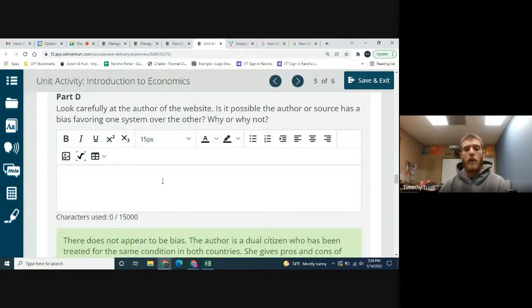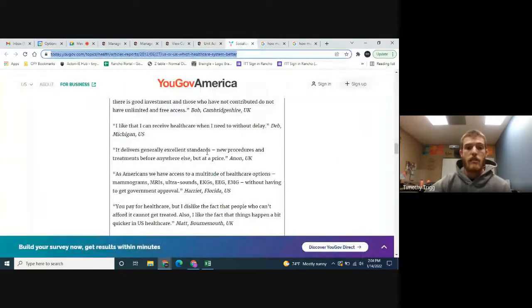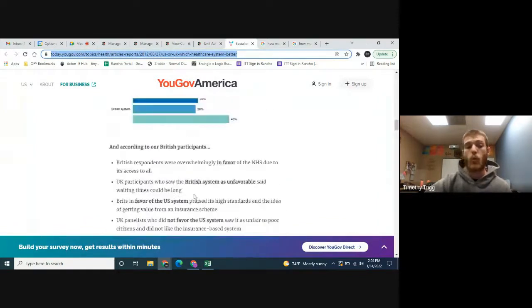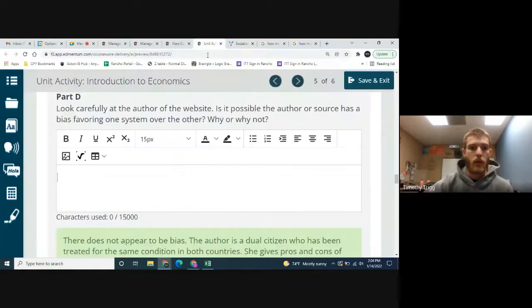Look carefully at the author of the website. Is it possible the author or source has a bias favoring one system over the other? Why or why not? Well, since this is YouGov America, they might have a bias towards looking favorably on the U.S. system. Notice it's YouGov America. So there is a possibility of bias in this case. And so you might want to mention that there may be some bias towards the U.S. system. In other words, the privatized system of healthcare.